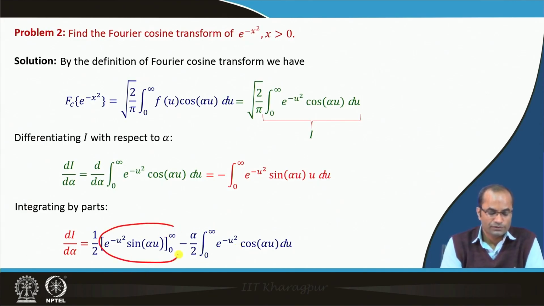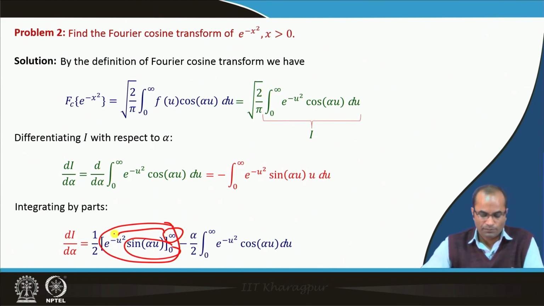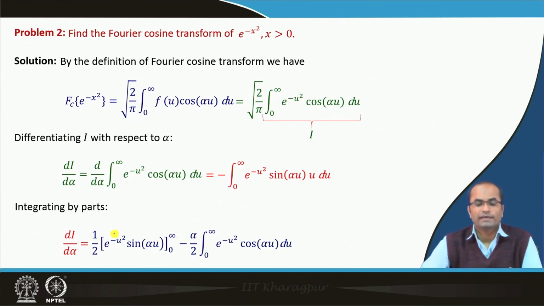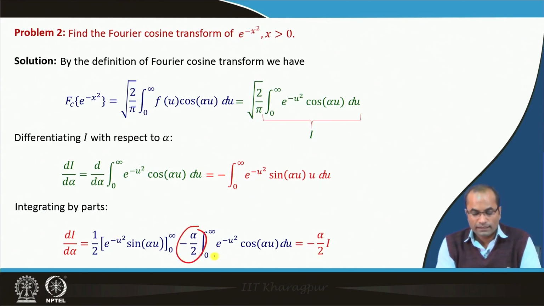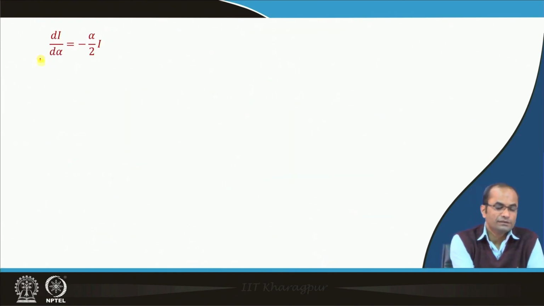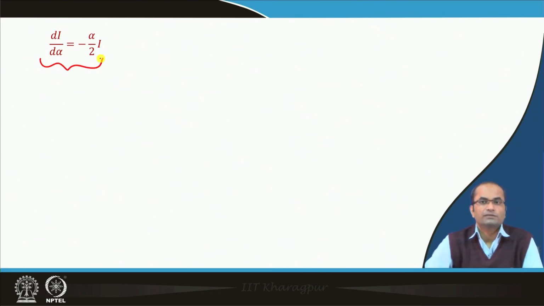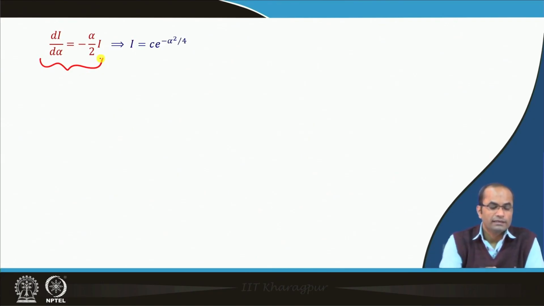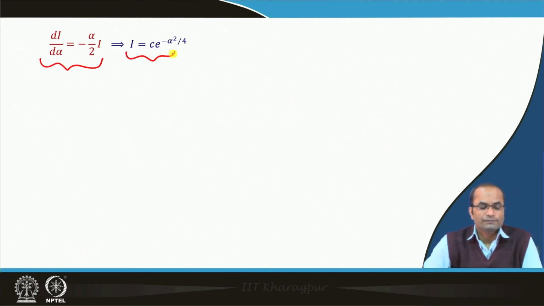And now, looking at the first term, when u is 0, this sine will become 0, and when u is infinity, the e power minus u square will make it 0. So, what we have then is minus alpha by 2, and then this is exactly the integral which we have started with, that is I itself. So, we have a differential equation here, dI over d alpha is equal to minus alpha by 2 I, which can be solved now to give I is equal to c e power minus alpha square by 4.